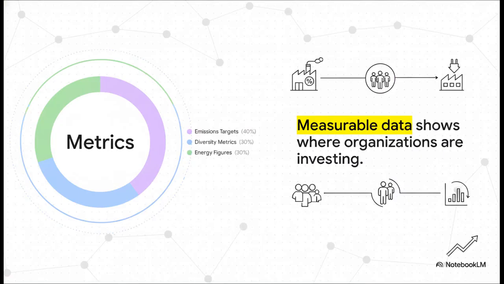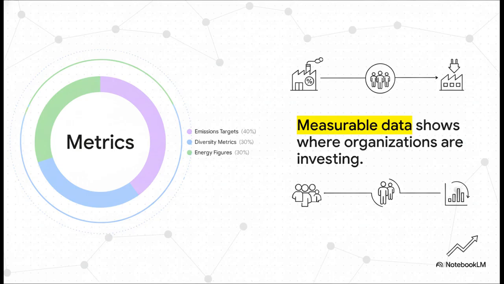Next up, Signal 2, data and targets. Look at this breakdown. We've got a heavy 40% allocation toward emissions reduction targets, alongside 30% for workforce diversity and 30% for energy consumption. Generic, feel-good marketing language, it means absolutely nothing to us. As advanced analysts, you have to hunt for these specific, measurable baseline metrics.